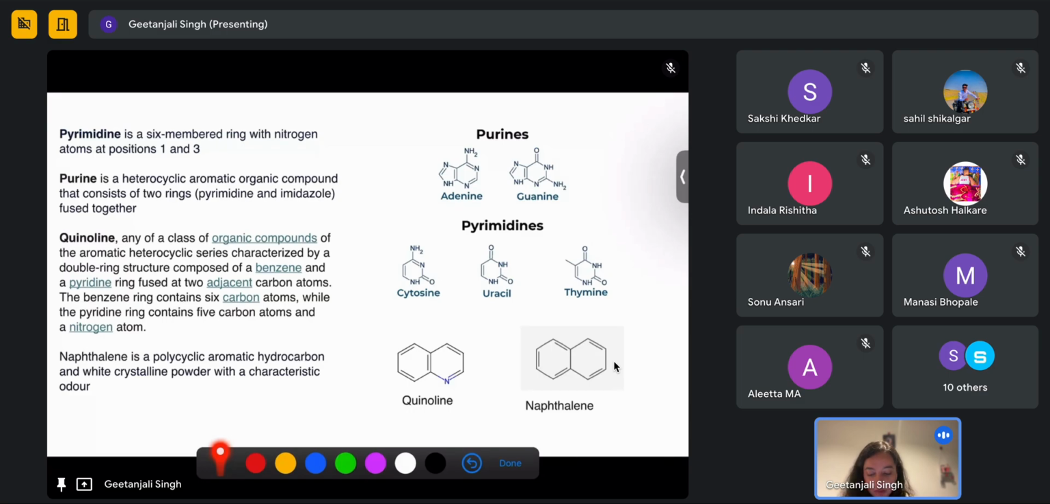Now, quinoline. Quinoline is again benzene fused with pyridine. You can see the structure here. This is pyridine, this is benzene. They are fused together to form quinoline. It's a very common scaffold in medicinal chemistry. You'll read about it more in upcoming lessons. And naphthalene, it's a polycyclic carbon ring. These are very, very basic scaffolds used in medicinal chemistry. You'll see this as a repeating unit in almost all the medicines that you read about in later classes.